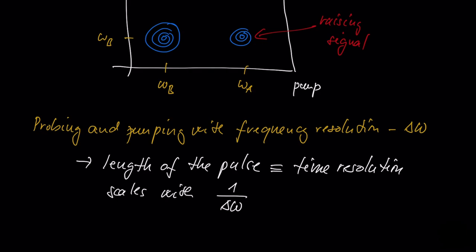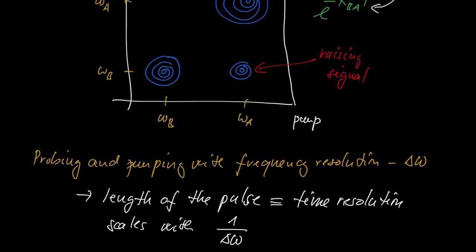So the narrower in frequency the pulses are, the longer the pulses will be in time, and the worse will be the time resolution. I cannot observe relaxations that are faster, for instance, than the width of the pulse, because I have to assume in my theory and even in the experiment, of course, that my pulses are able to distinguish the time-dependent processes, and they clearly would not be if they were longer than the processes that we use them to observe.